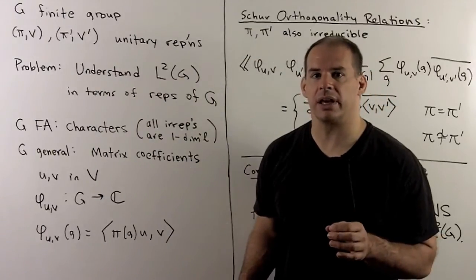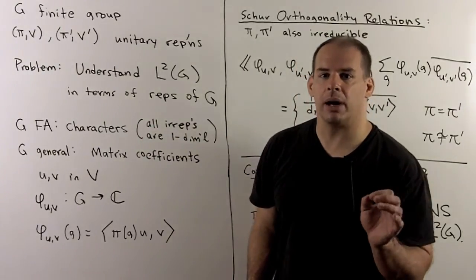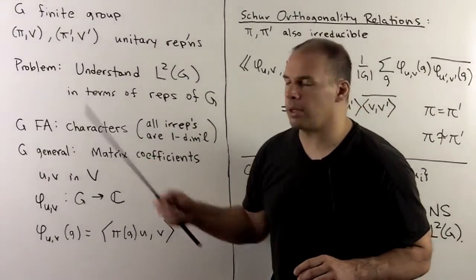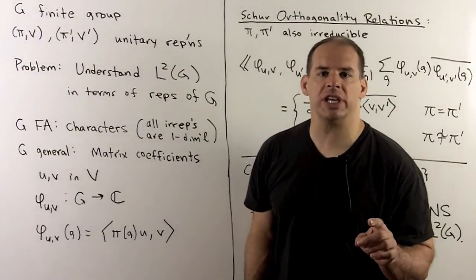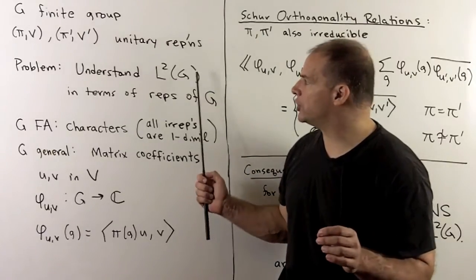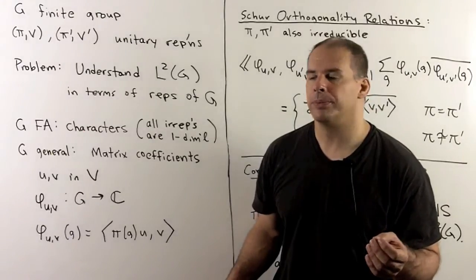Recall our work from last time. We have G a finite group. We have (π, V) and (π', V'), unitary representations of G. A problem: we want to understand L2(G) in terms of the representation theory of G. So L2(G) is the vector space of complex-valued functions on G.